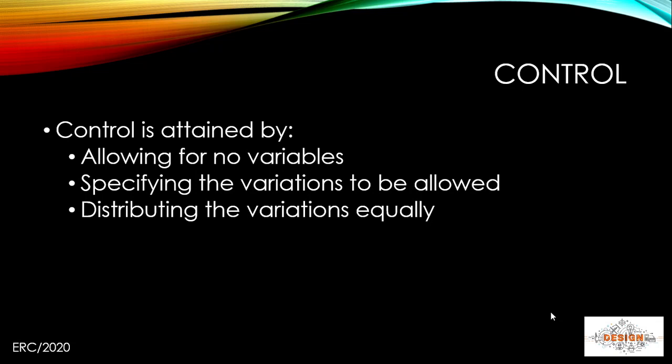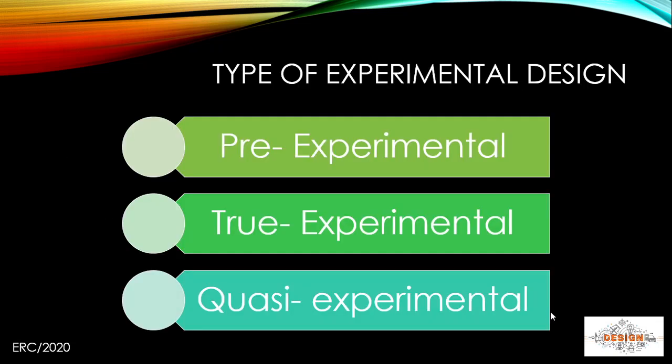Okay, so what are the types of experimental design? We have the pre-experimental designs or the non-experimental designs, the true experimental and of course the quasi-experimental. Okay, so let's start with the pre-experimental or the non-experimental designs.